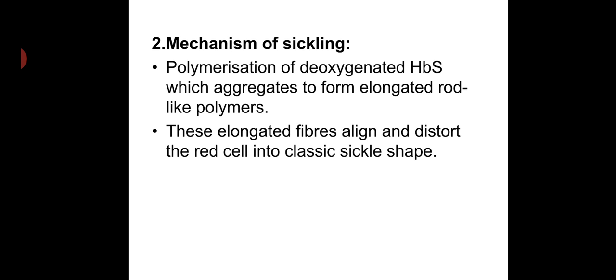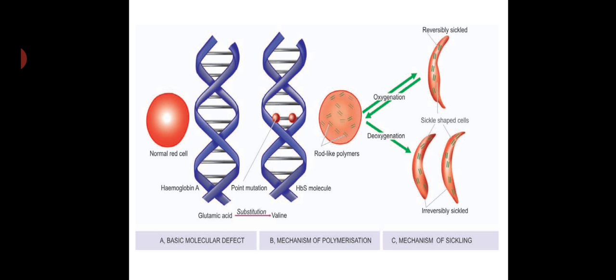The second thing is the mechanism of sickling. There is polymerization of deoxygenated hemoglobin S, which aggregates to form elongated rod-like polymers. So there is presence of sickle hemoglobin within the RBC. Under the condition of deoxygenation, these polymers of hemoglobin S will align and make elongated fibers and distort the red cell into the classic sickle shape.